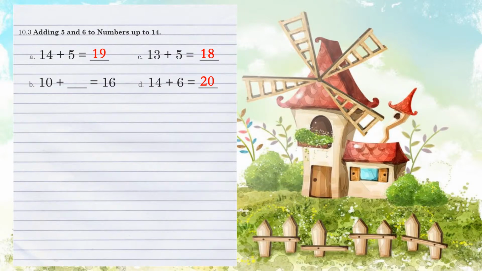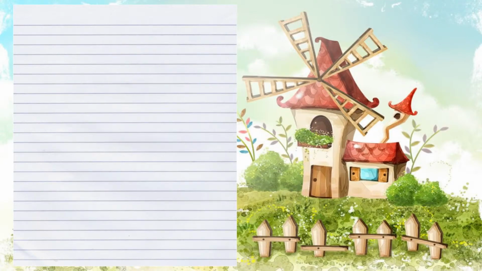Example B. 10 plus what number equals 16? We could count here, but let's just look at the fact that the 1's are the same, so we're going from 0 to 6. What would I have to add to 0 to get to 6? We would add 6. So 10 plus 6 is also 16.